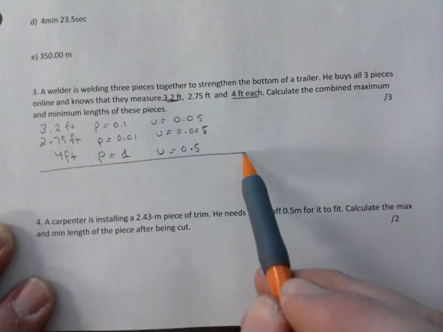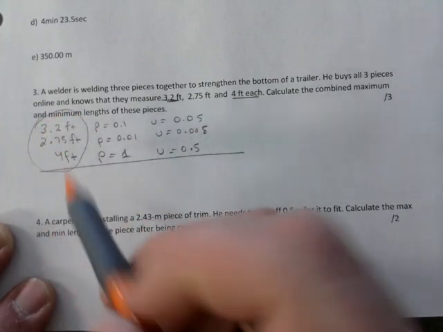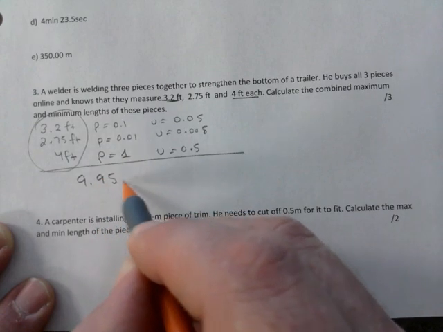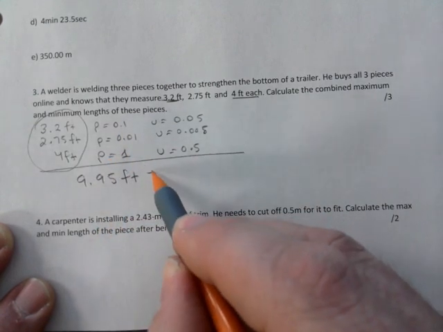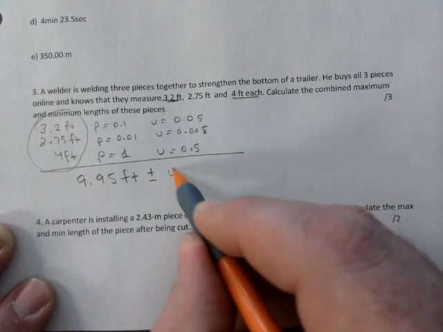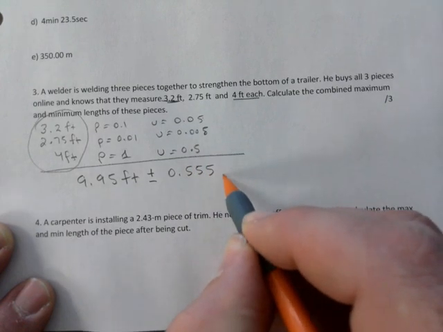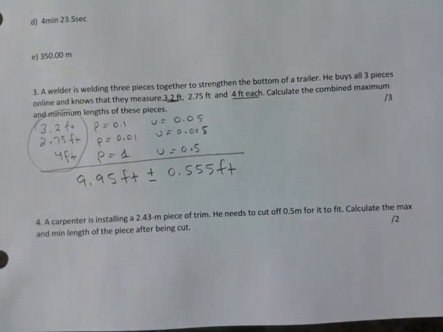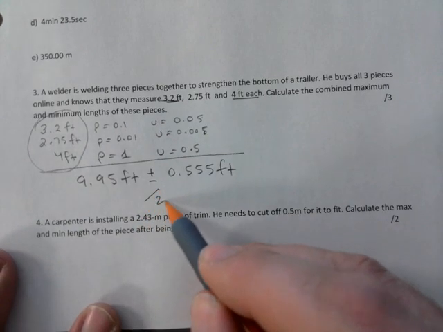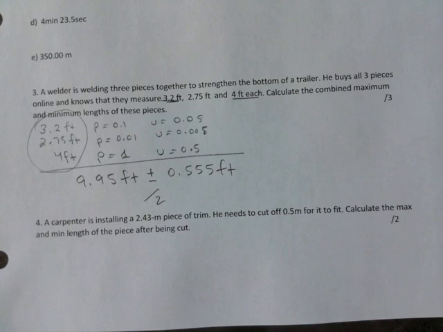And so then what you should be doing here is add up all those pieces. If you add that all up, you get 9.95 feet. Forget about the precision, but you're going to add up all the uncertainties, and it ends up being 0.555 of a foot. Some of you probably can do this in your heads, I couldn't, but this would, in my opinion, already give you 2 marks, because you have to do a lot of work to get there.